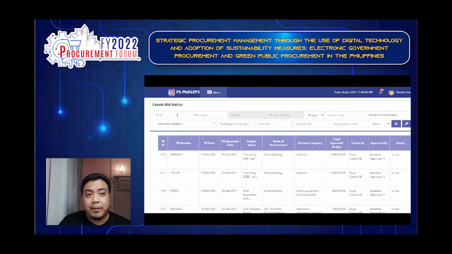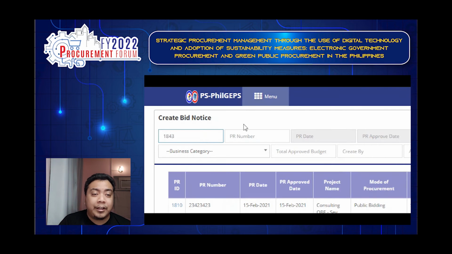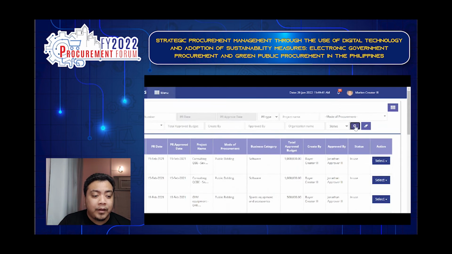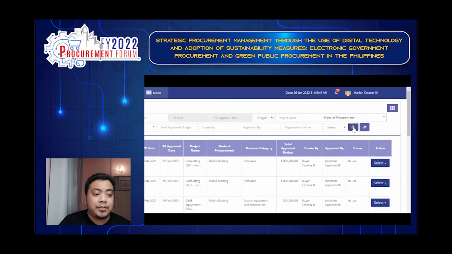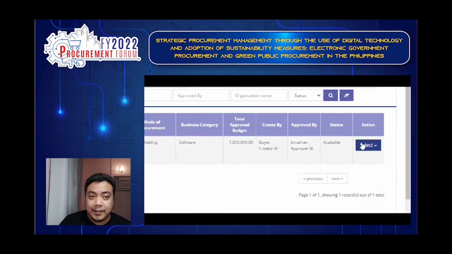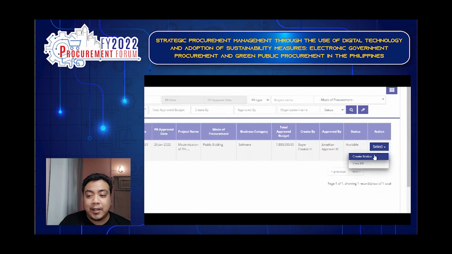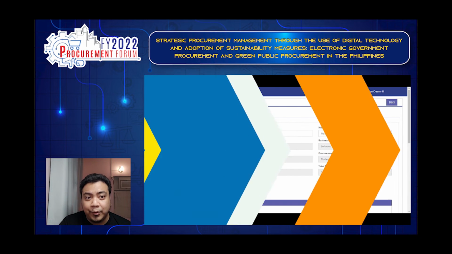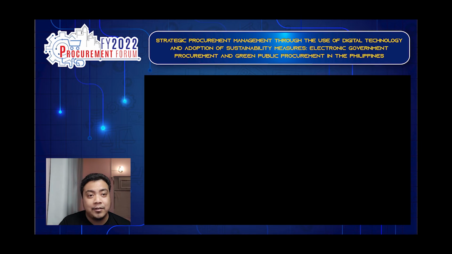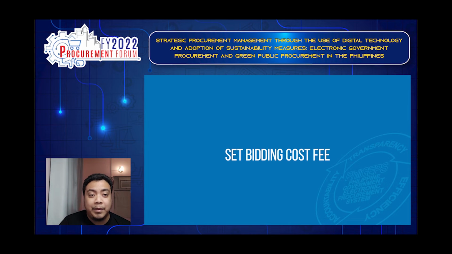Then search for the PR number. Then click the navigation button. Then under the action, sa select button, may create notice. So once you click, you need to fill in all the necessary details for the creation of the bid notice.